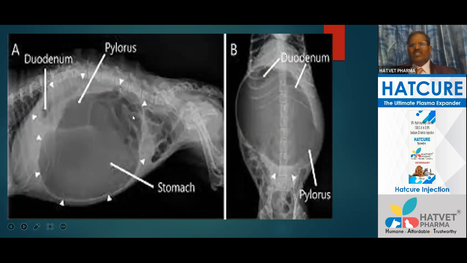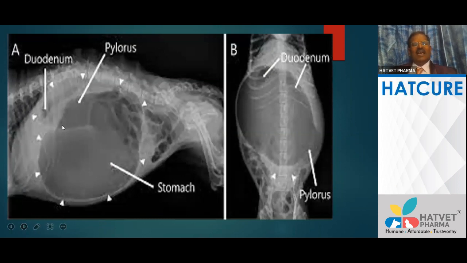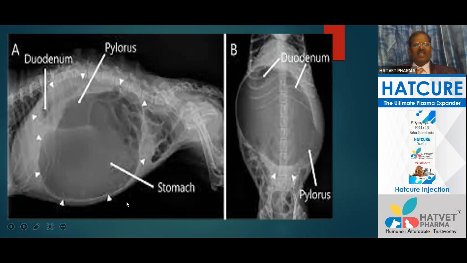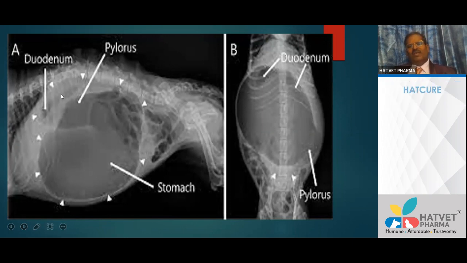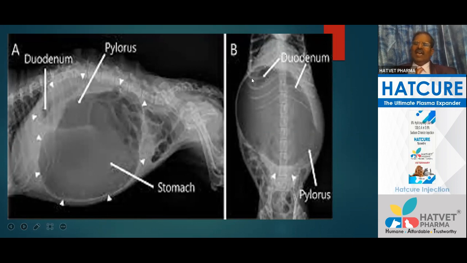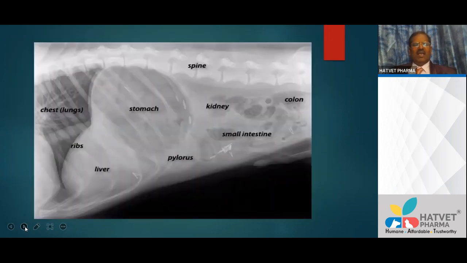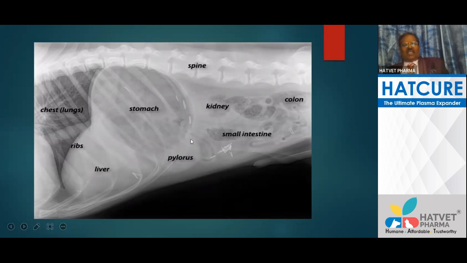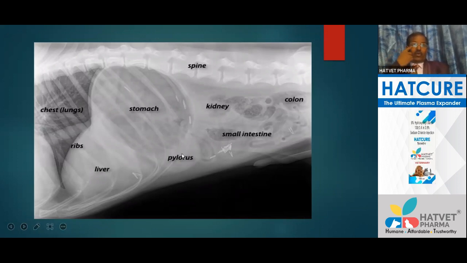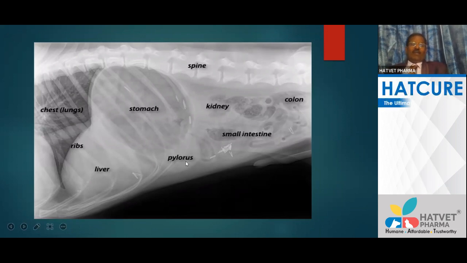In the image, you can see the animal with GDV. Normally, the duodenum and pylorus will be in the ventral part. In case of GDV, if the stomach gets twisted, the pylorus and duodenum can occupy the upper part. Similarly, in the ventrodorsal view, you can see the position of the duodenum and the pylorus. And the normal orientation, actually this is for orientation purposes, we took the images. You can see the stomach within the 13th rib, and the pylorus in the ventral part of the abdominal region.